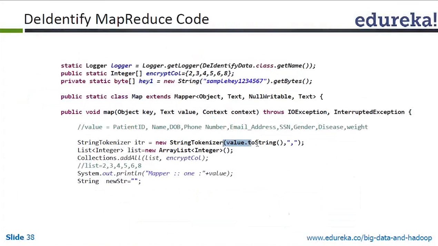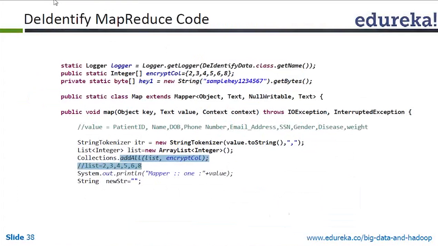Now let's continue. So how do I split all of these things? I split it based on comma. So I'm using a string tokenizer based on comma. I'm creating an array list of type integer, and then I'm writing some sysop statement and I am going to list 2, 3, 4, 5, 6 and 8. So those are the columns that I am going to list. You'll see it in the code as we go ahead.